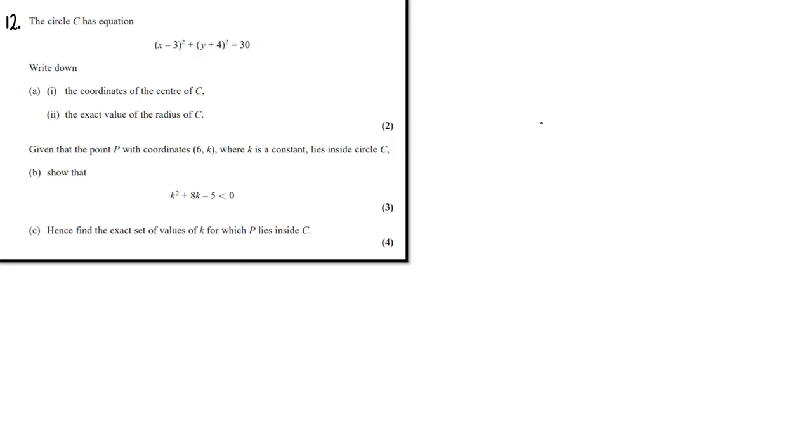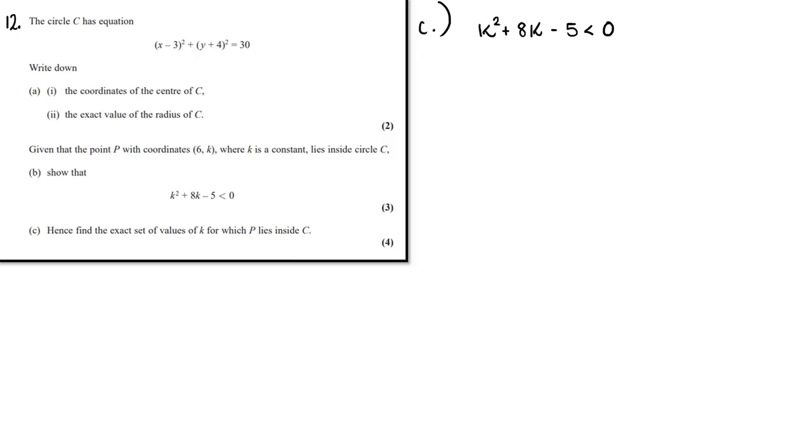And then let's take a look at part C. So for part C here, we're just looking to solve this quadratic inequality: k squared plus 8k minus 5 is less than 0. And we should always check to see if it factorizes. Unfortunately, in this case, it doesn't factorize. So we either need to solve it using the quadratic formula or by completing the square.